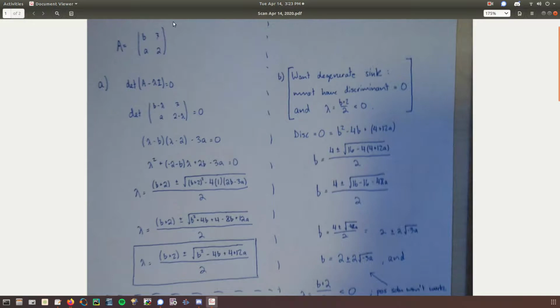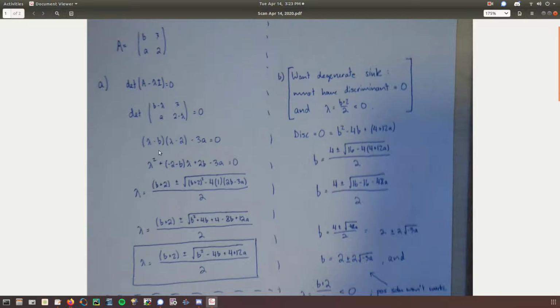In this question here, we're given this A matrix here with the entries of B, 3, A, and 2. And we want to talk about classifications of this matrix based on its eigenvalues. So I'm going to go ahead and compute the eigenvalues, and that's what you can see happening here on the left-hand side of this page. I set up my B minus lambda and my 2 minus lambda. As is typical for me, I am always going to factor out a negative from each of those expressions.